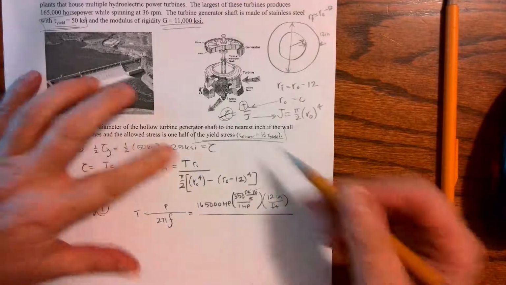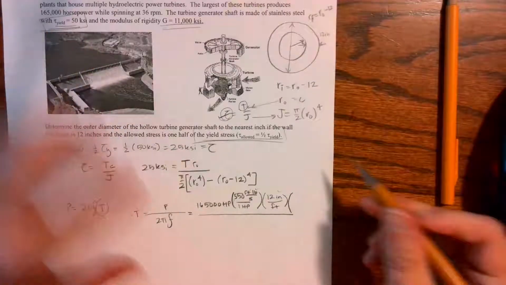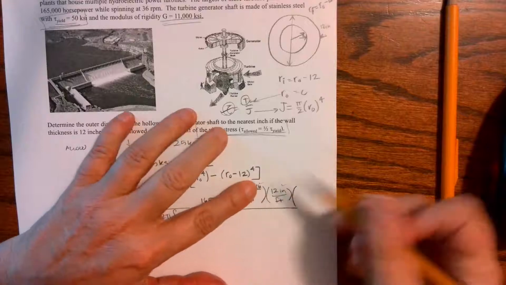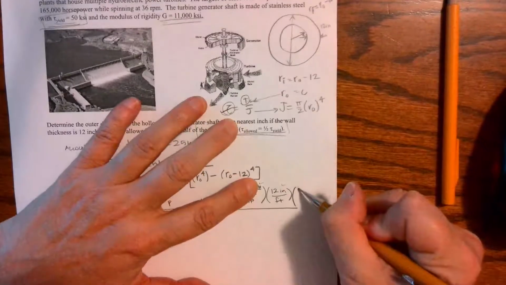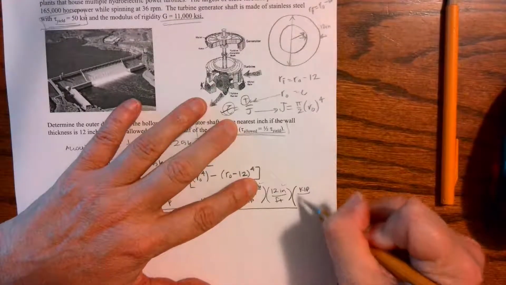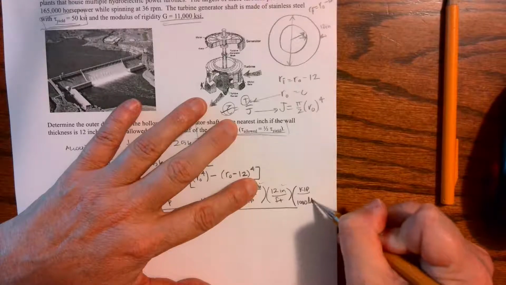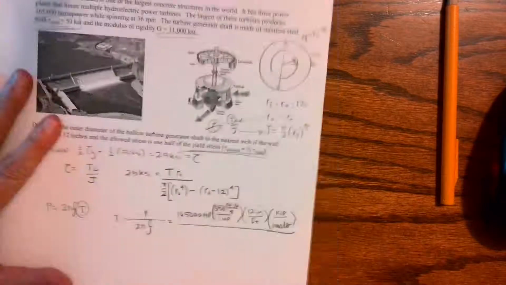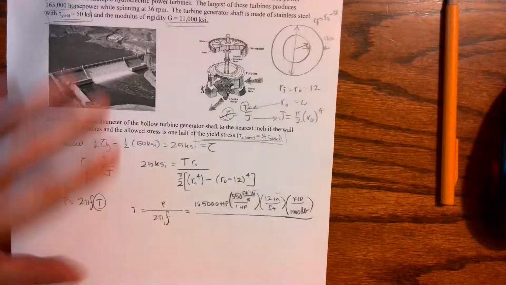So I'm going to just go ahead and change everything into KSI. If I have pounds, I know that if I want to go into KSI, that's a kip, and there are 1,000 pounds per kip. So we're going to go ahead and divide out on the top. So that's part of my unit conversion.